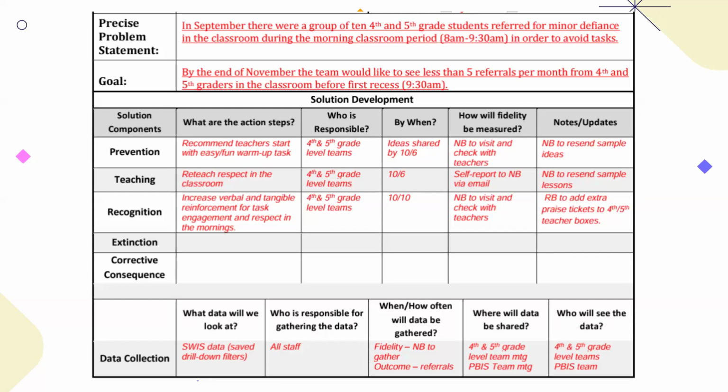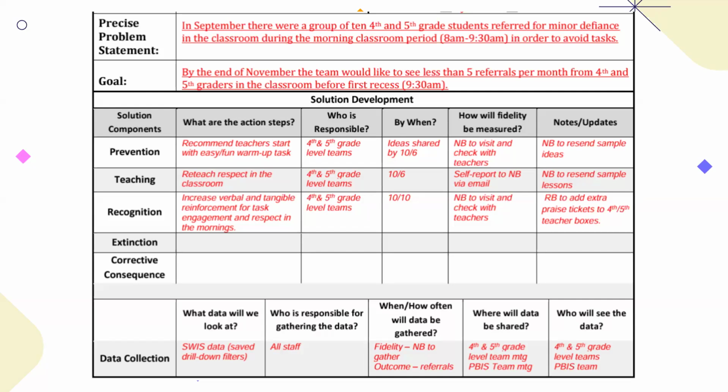So now that I know exactly what the problem at hand is, now I can come up with a goal. What am I going to do about this problem? How am I going to solve this problem? So the goal statement that this team has come up with is, by the end of November, the team would like to see less than 5 referrals per month from 4th and 5th graders in the classroom before first recess, which is happening at 9:30. So now we have our precise problem statement. We now have our goal. Let's move on to, what are we going to do about it? How are we going to meet that goal to decrease that problem behavior?